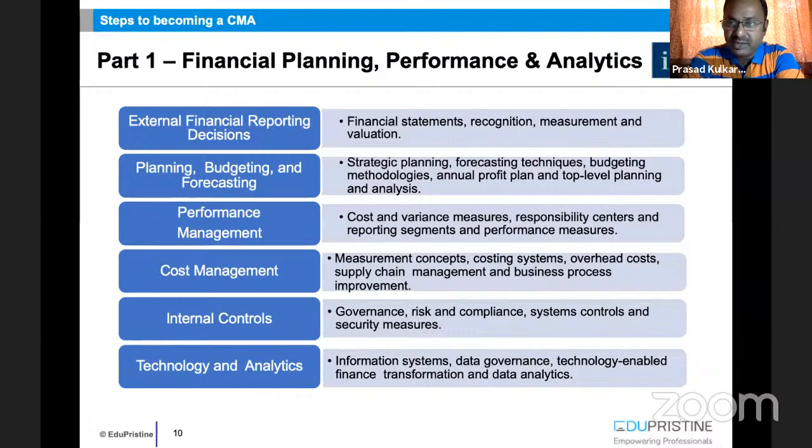We'll discuss different types of budget. How do you create a production budget? How do you create a cash flow budget? How do you create an asset budget? How do you create an income budget? All of those things would be covered over here.